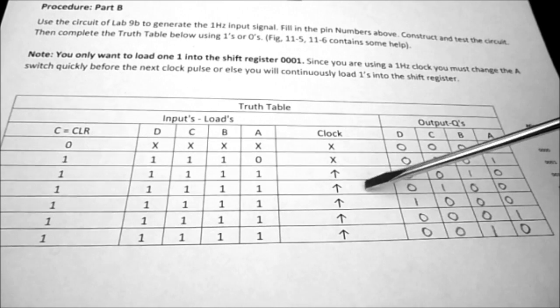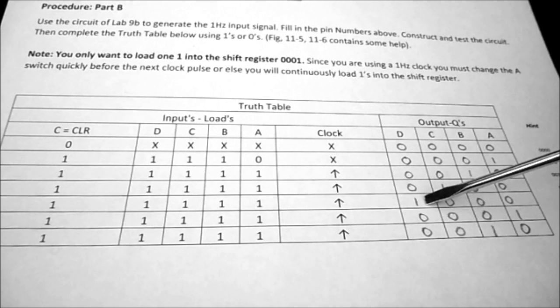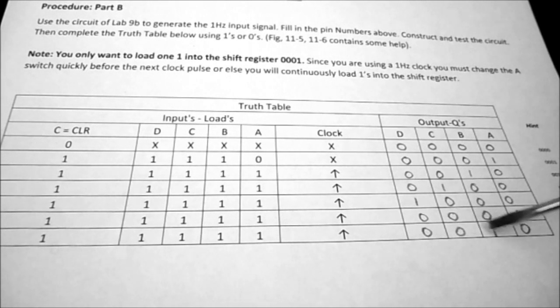On the next clock transition, the output from the B went to the output on the C, and the B's output became 0. Then on the next clock transition, the output from the C became the output on the D, and the C became logic 0. And then on the next clock transition, it circulated through our circuit, and the 1 came out on the A output. And then on the next clock transition, it came out on the B output.